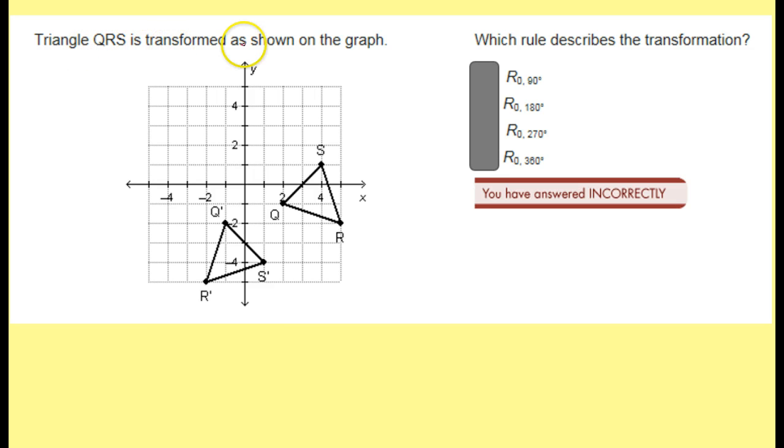Triangle QRS is transformed as shown. Which rule describes the transformation? Now these are all rotations. Alright, I see this R. That means a rotation around the origin. And all that changes is the degrees.